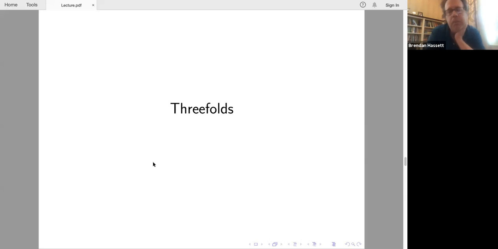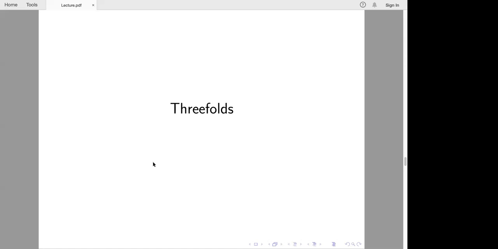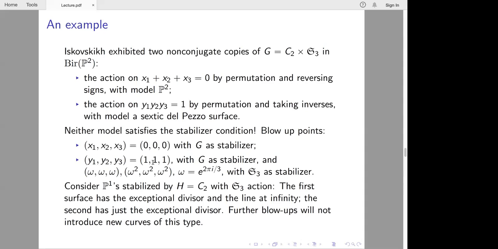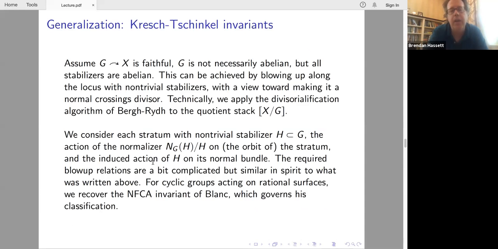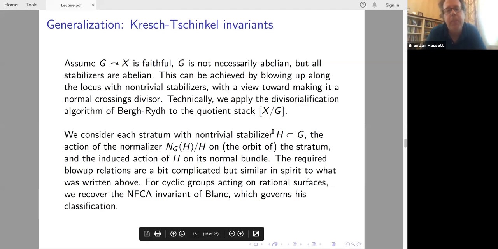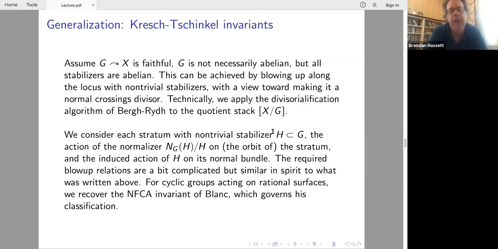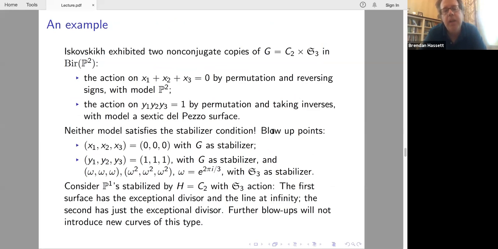Sorry, just a question about the previous slide. So the conclusion is that these two examples are distinguished by the invariant, right? Yes. The punchline is that the Kontsevich-Tschinkel invariant, where you keep track of the stabilizers and the corresponding strata, can be used to distinguish these two actions of C2 cross S3, these two subgroups in the Cremona group.